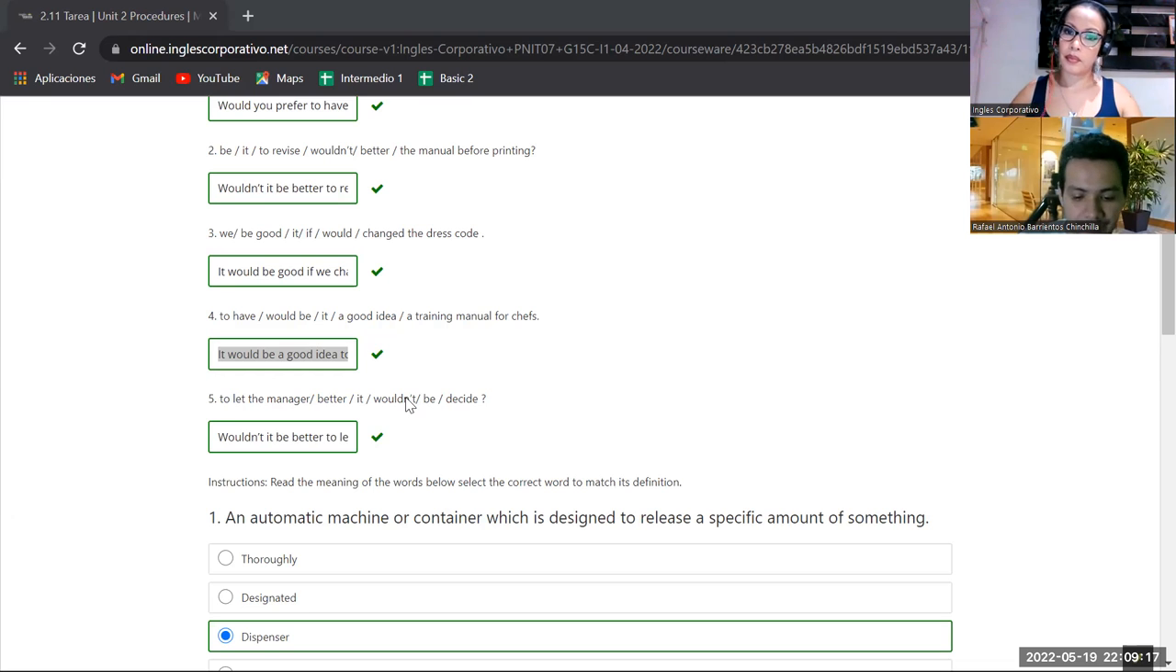Allí no vamos a cambiar por better. It will be better. No, así, con be, así como está ahí, would be. It would be a good idea. It would be a good idea to have a training manual for chefs.